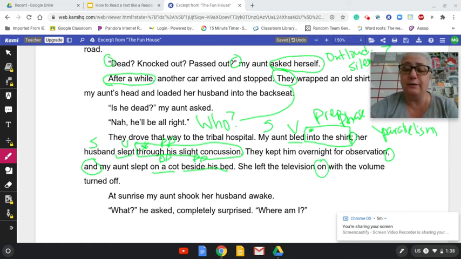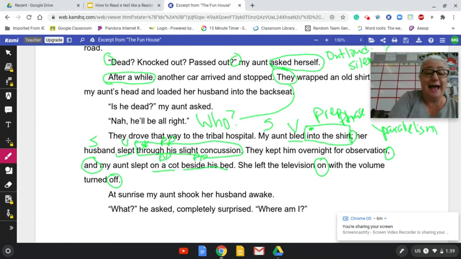And as I pointed out in the reader one, you've got this contrast here. The TV's on, so there's images. The volume is off, so there's no sound. Why would Alexie do that? It's really interesting to create an image in our mind. You've got this bloody shirt, husband's asleep in the hospital bed, aunt is sleeping on the cot. There's all these images, all this activity, but it's silent. It's interesting the way Alexie put that together.